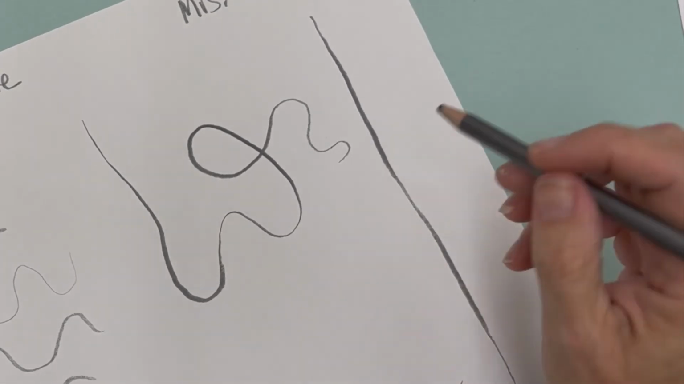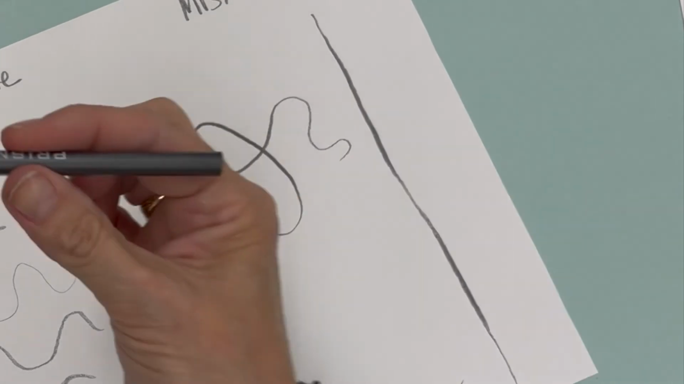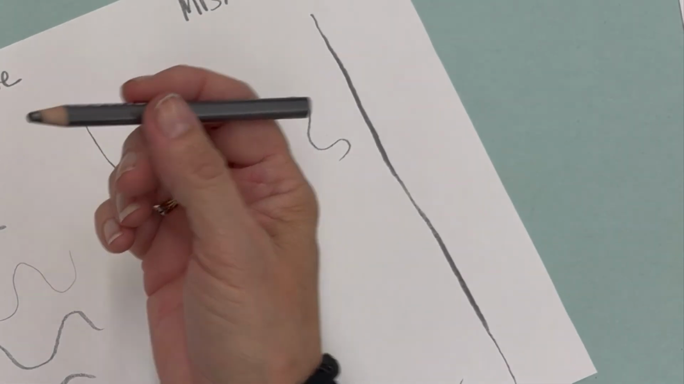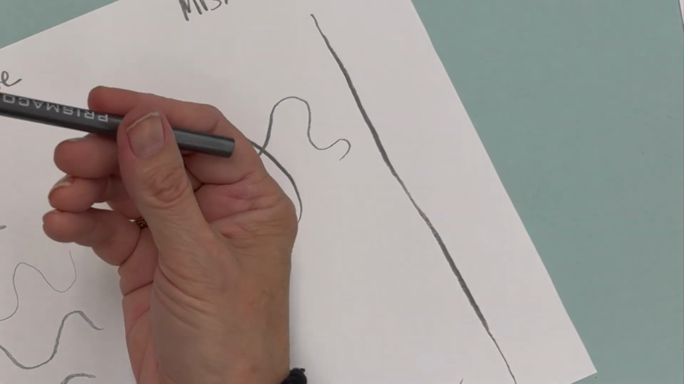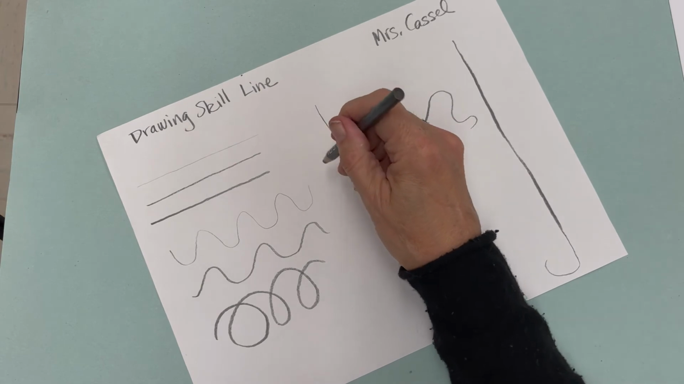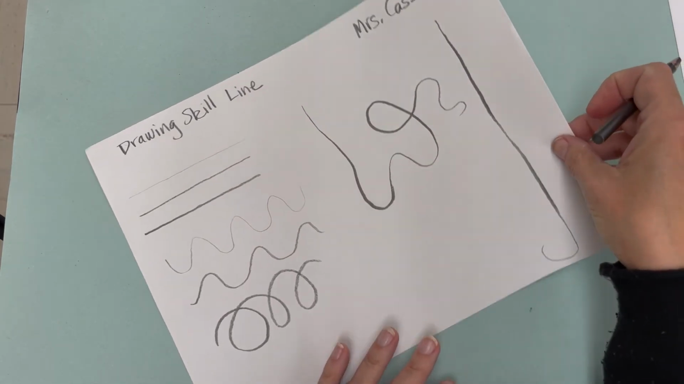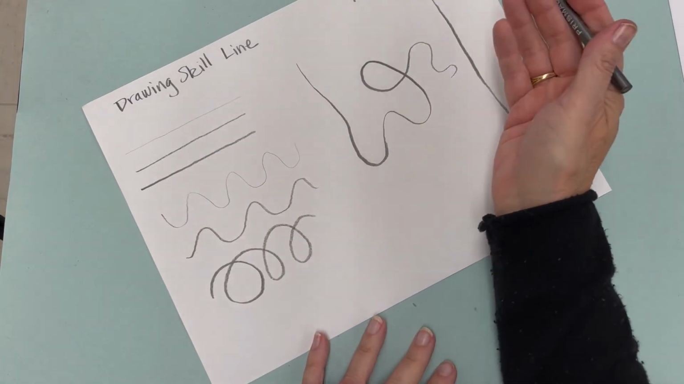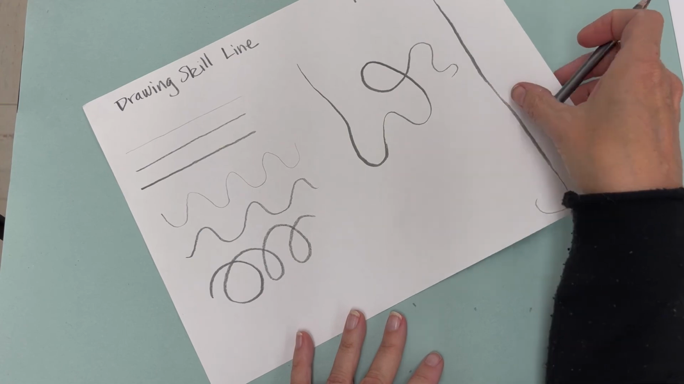I have some other graphite tools that I will allow you to use too, besides these pencils or your regular pencil. And food for thought, what other way can you hold your pencil besides in a traditional way? I would like to see a wide variety of practice on your drawing skill line part.